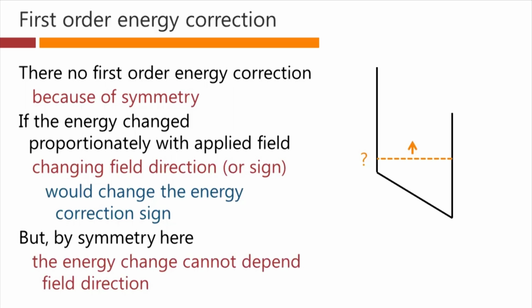But by symmetry here, the energy change cannot depend on the field direction. This problem here is really not any different from the one where the slope is in the other direction. This is a symmetrical problem to start with. So there can't be any first-order correction to the energy. It would have the wrong sign in one direction.